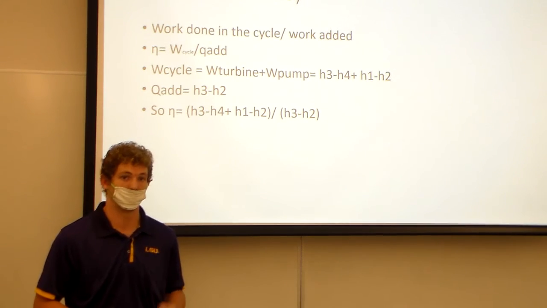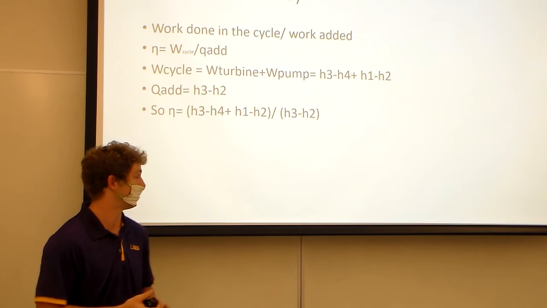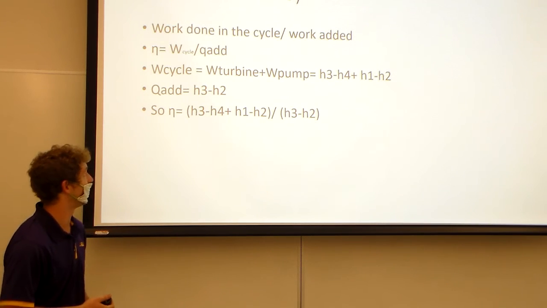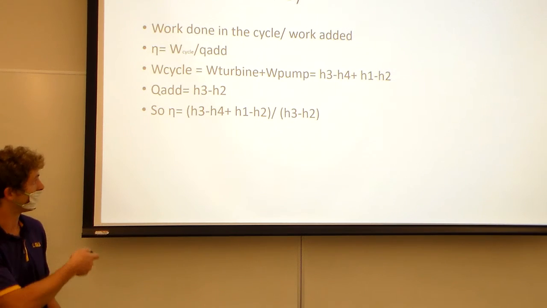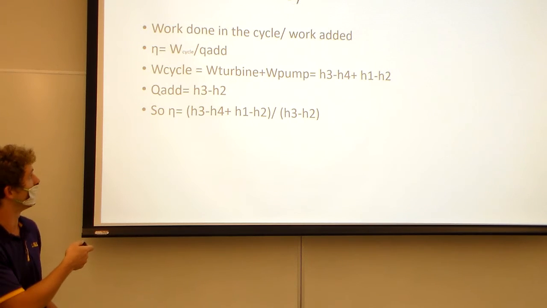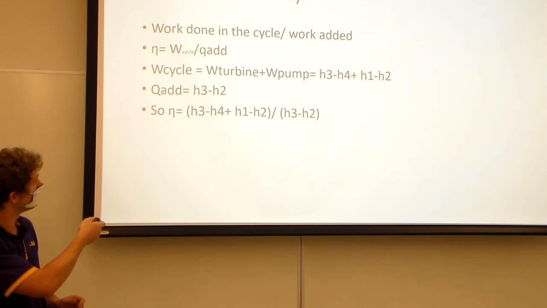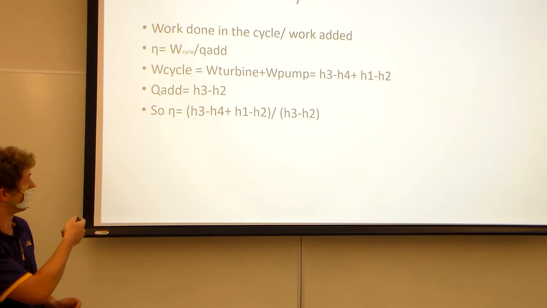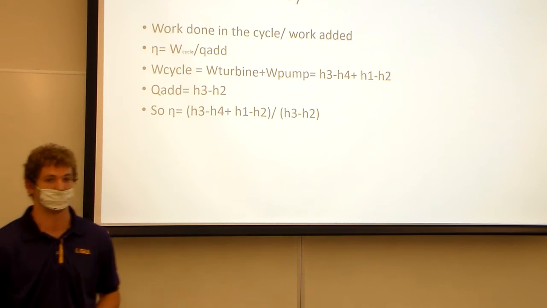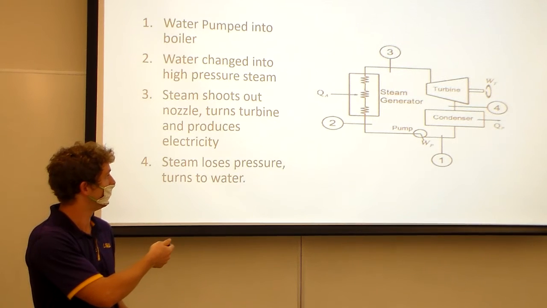Like I said, one of the objectives of the lab: we went through what the cycle is, and we went through the technical components. And then lastly, finding the thermal efficiency. The formula is work done in the cycle divided by work added, or work of the cycle divided by the Q added, the heat put in, right here, to the steam generator.